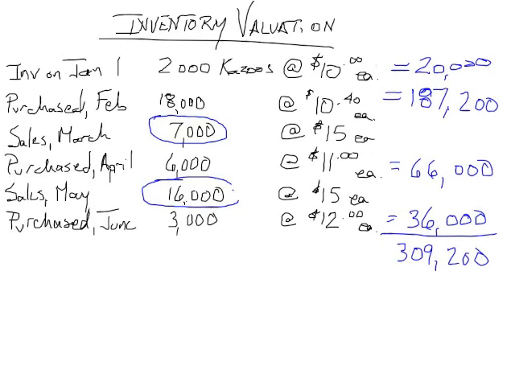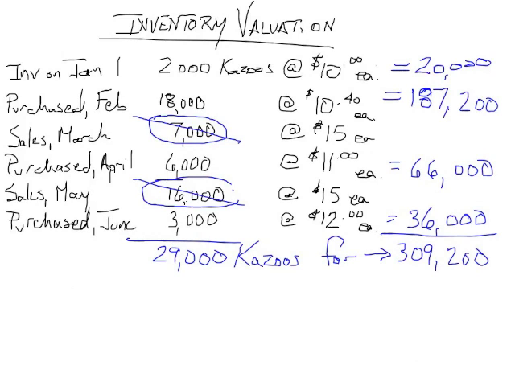It's now time to do the financial statements. What do we do with this number? Well, ignoring what we sold, because what we sold is not the same as what we purchased, we add up how many we bought that cost us a total of $309,200. If you add that up, you'll see we bought 29,000 kazoos for that amount of money.